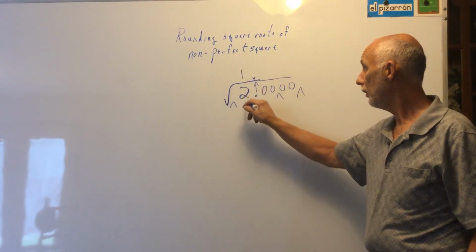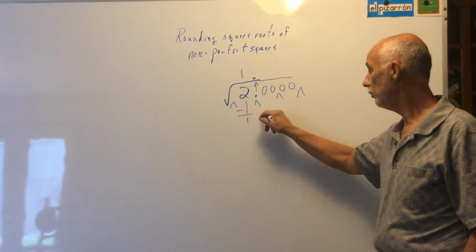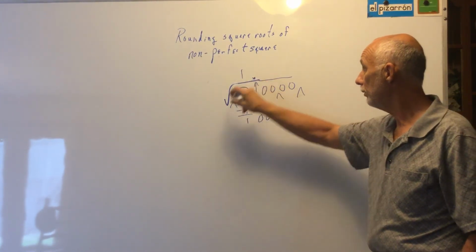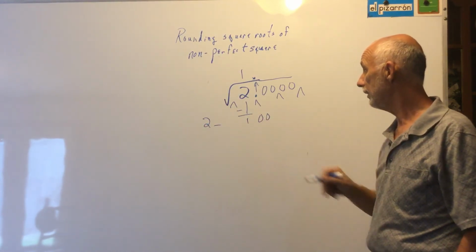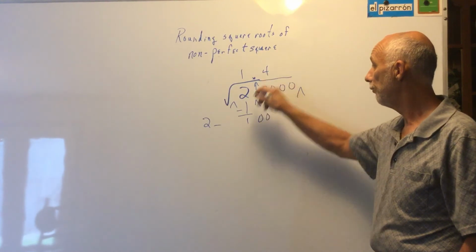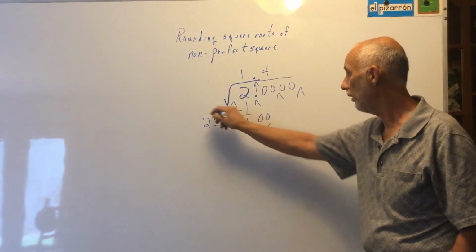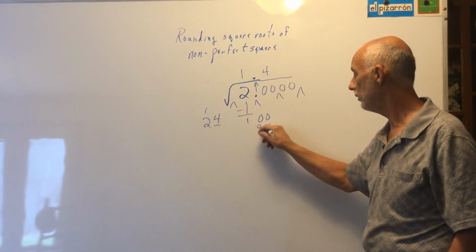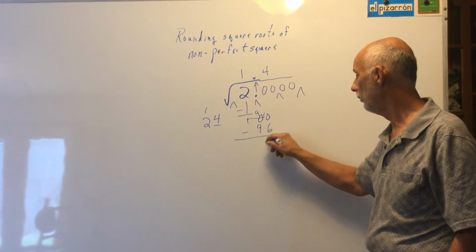1. 1 squared is 1, remainder 1. Bring down the 2 zeros, double the 1 and get 2 with a blank behind it. 2 goes into 10 exactly 5 times, so 4 would be a better guess. And if you put a 4 here, put a 4 here. 4 times 4 is 16, carry a 1. 4 times 2 is 8, and 1 is 9. I can subtract if I borrow.